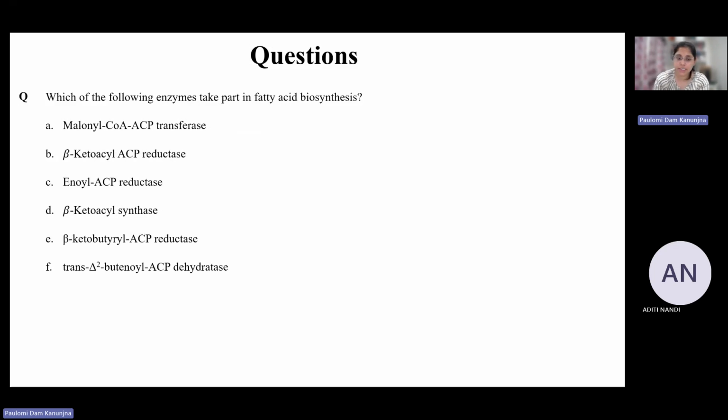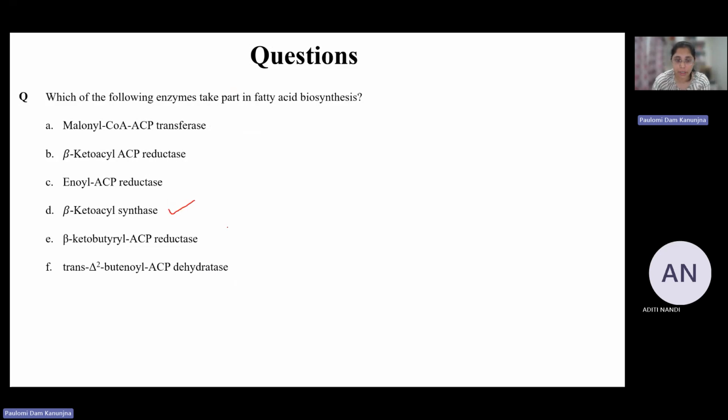Okay, maybe I can give the answer. Yes, so the first one is correct, malonyl coenzyme A ACP transferase. Second is correct, beta ketoacyl ACP transferase, and enoyl ACP reductase is also correct. The fourth one is also actually correct. I don't know why I didn't pick it, but the fourth one here is also correct. Maybe I'll just show it here. We know this is the first one. Okay, butyryl is incorrect, and trans 2-butynyl ACP dehydratase is also correct.